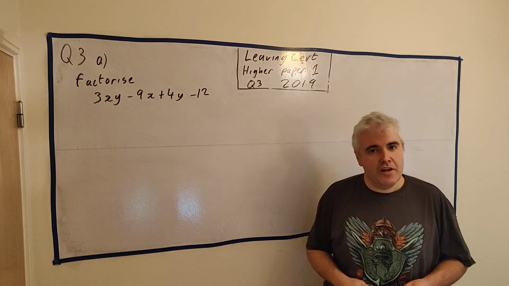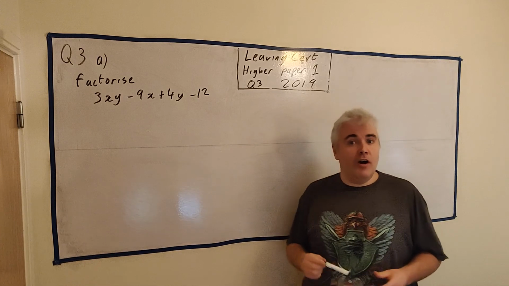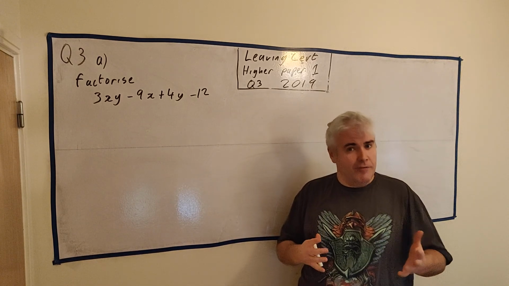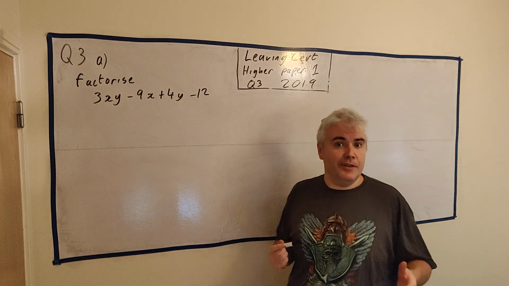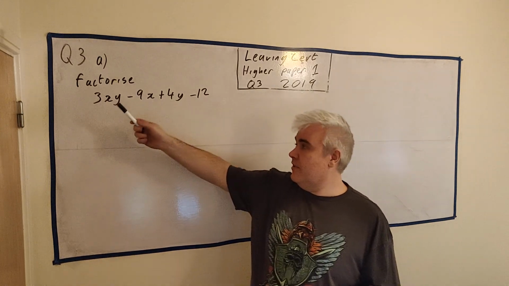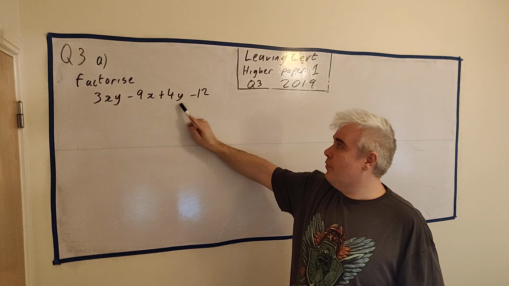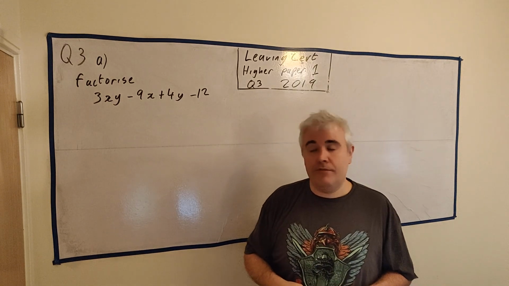This is question 3 of the 2019 Leaving Cert Higher Level Paper 1. Now, I'll have it in the description below the question, but hopefully you have it in front of yourself already if you're coming to look at this video. But the gist of it is here on the board. It says factorise fully: 3xy minus 9x plus 4y minus 12.